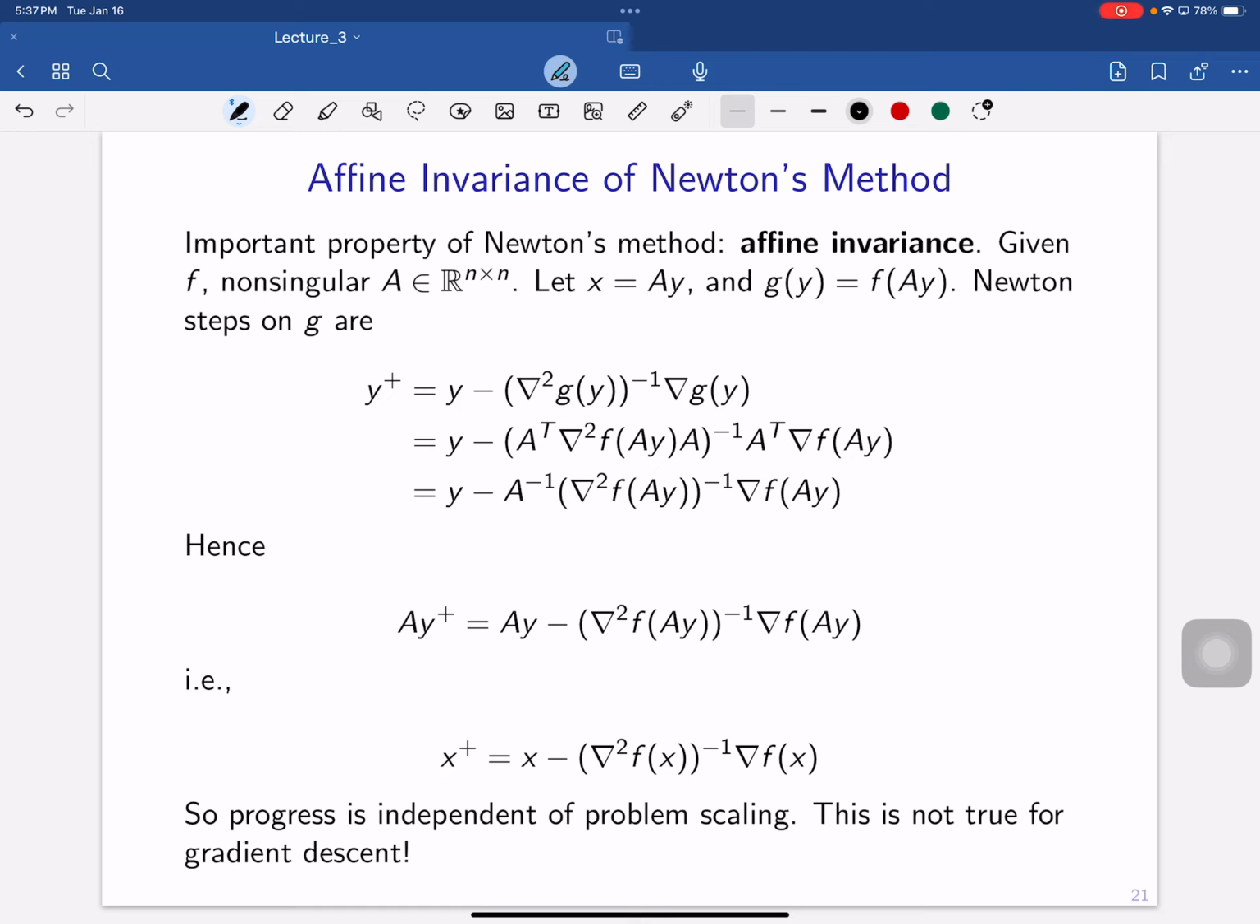Okay, so in a very generic way, what it says is if you multiply the variables by a matrix A, where A is a non-singular matrix so you can take the inverse of A, this is like linearly scaling the variables by the matrix A. And what this part shows is that Newton's method will still give you exactly the same steps as you scale the variables linearly. But if you use gradient descent, it doesn't have this property.